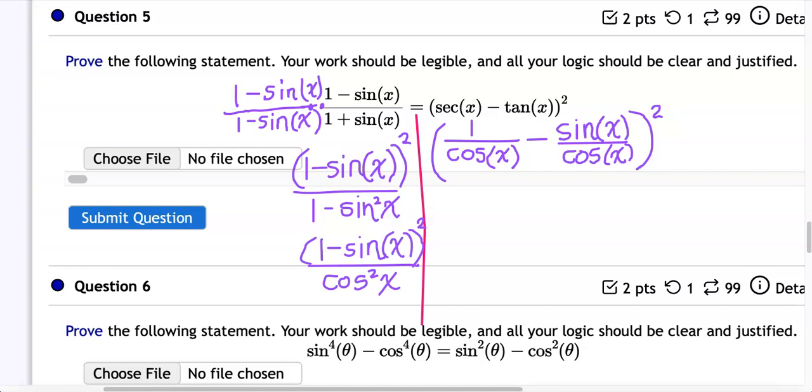So here then I have a 1 minus sine x, still squared, and on the bottom cosine squared x. Now notice I have a square on the top and a square on the bottom, so I actually can rewrite this, and I don't have room down here, so I'll do it over here. I'm going to rewrite this now as the square of 1 minus sine x over cosine x, which is what I get when I combine these fractions up here to have a common denominator.